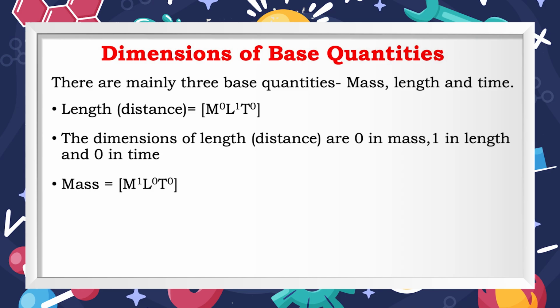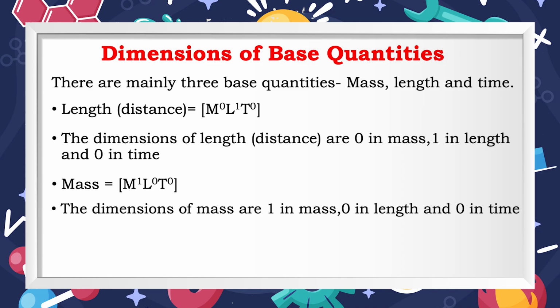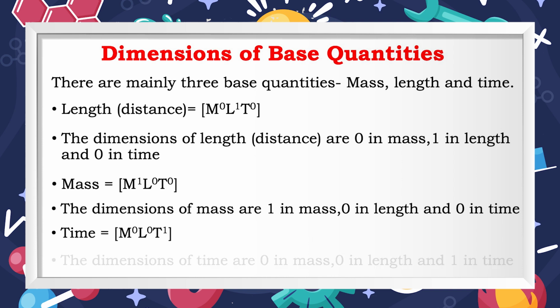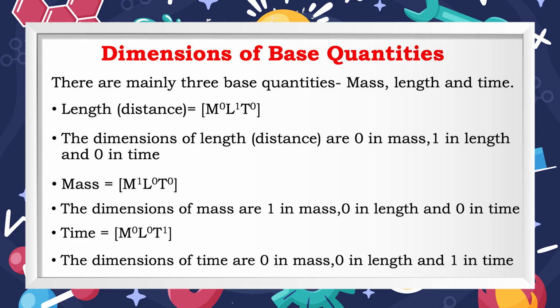Similarly, the mass can be represented as [M^1 L^0 T^0]. Then dimensions of mass are 1 in mass, 0 in length and 0 in time. Then we can write time as [M^0 L^0 T^1]. Similarly, the dimensions of time are 0 in mass, 0 in length and 1 in time.